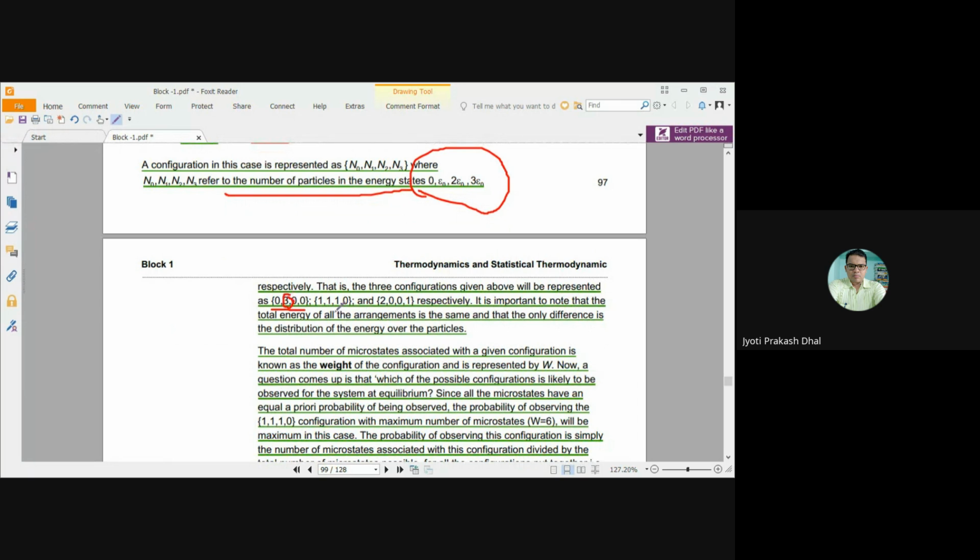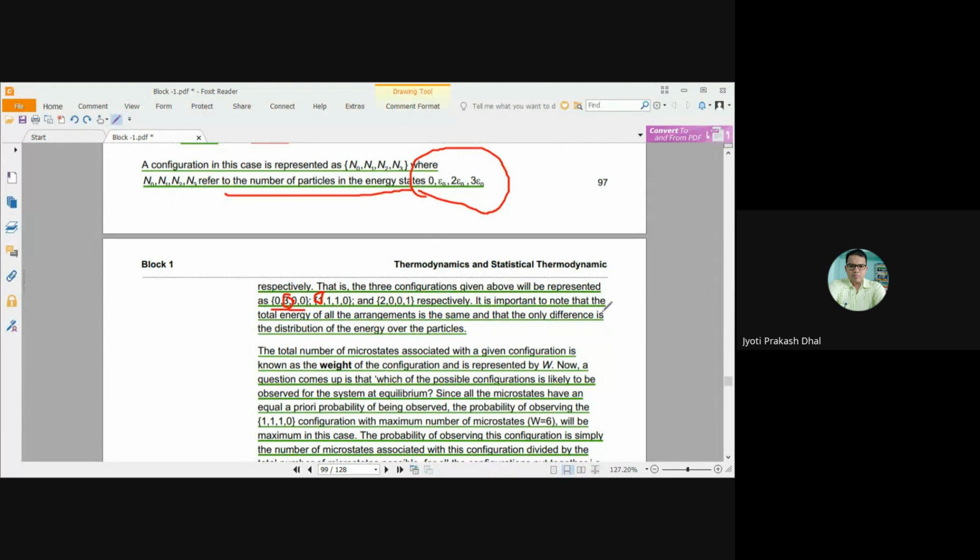In the second configuration, the first particle is at the 0 energy level, the second particle at the epsilon 0 energy level, and the third particle at the 2 epsilon 0 energy level. So the total energy of the system becomes epsilon 0. Similarly, in the next configuration, 2 particles are in the 0 energy level and 1 particle is in the 3 epsilon 0 energy level, so the total energy of the system becomes 3 epsilon 0. So these are the different configurations.